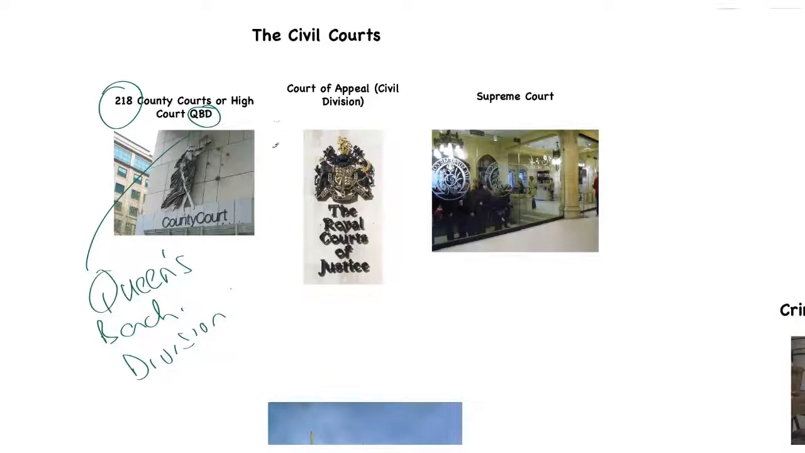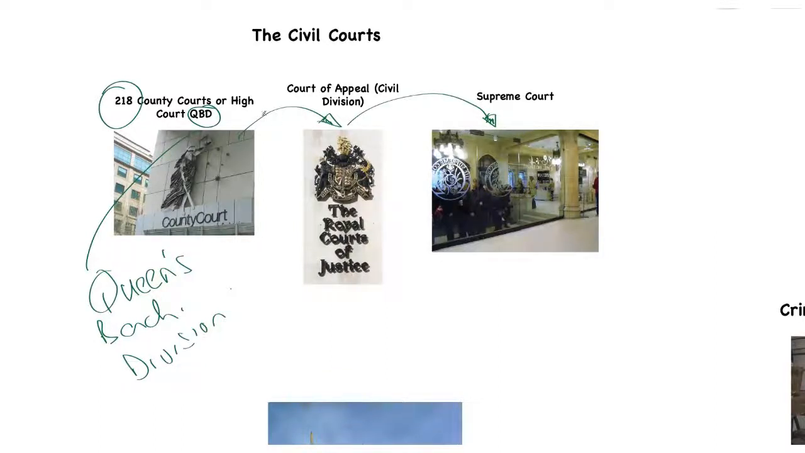Normally, appeals will go to the Court of Appeal Civil Division. And then finally, for most legal cases, the Supreme Court is the final court of appeal. So technically, we have a process where the courts of first hearing are going to be county courts or high courts. Appeals from the county courts or high courts are going to end up in the Court of Appeal Civil Division. And appeals from the Court of Appeal Civil Division are going to end up in the Supreme Court.